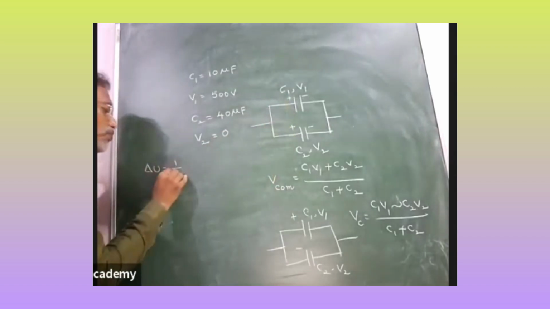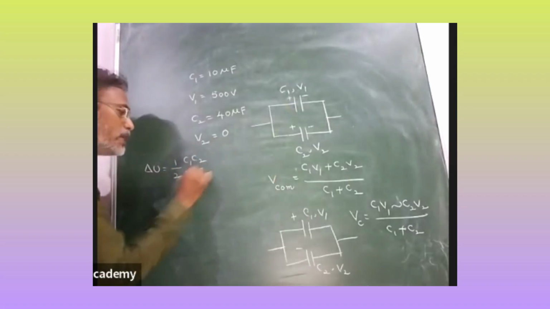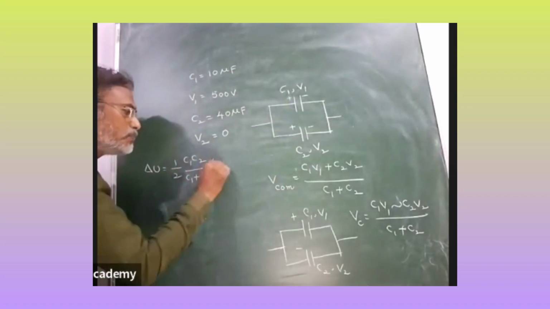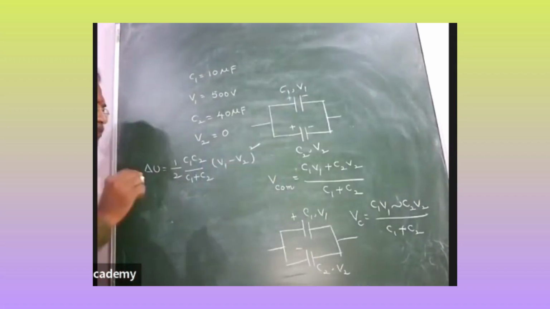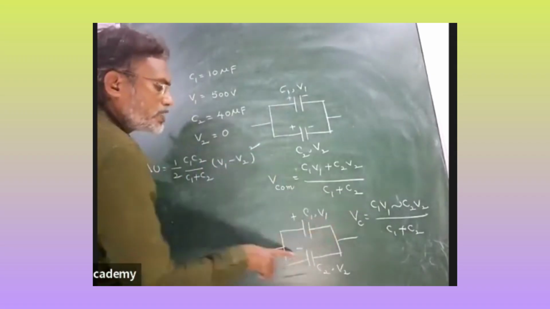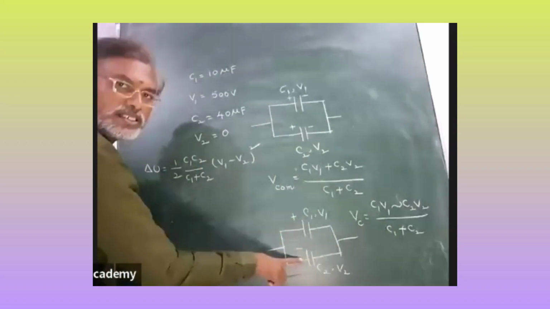Delta U is equal to 1/2 C1 C2 by C1 plus C2 into V1 minus V2 whole square. This is the formula. For example, anti-polarities can be connected together like this. One is plus, the other one is minus.